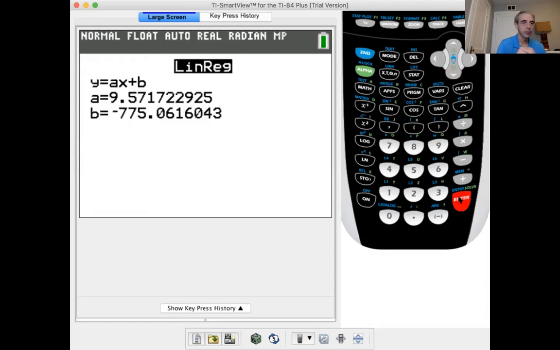So what do we get? We get 9.57 is A, and B is negative 775 approximately. So Y is 9.57X minus 775. So we have what we believe is our regression equation. Now let's see what that looks like.